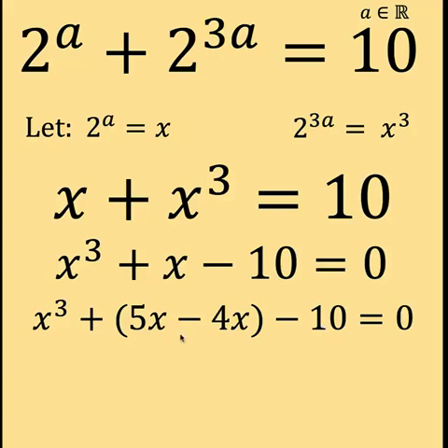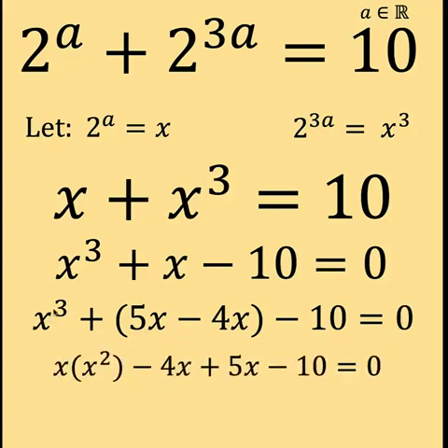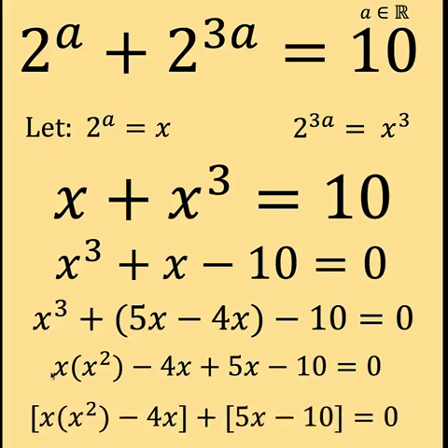So let's rearrange this also this way. First, we split x cubed as the product of x and x squared, and then we rewrite 5x minus 4x as minus 4x plus 5x. Now, 5 is common between 5x and negative 10. X is common between x times x squared and 4x. So let's factor out those common factors. But first, we need to group together the first 2 terms and the last 2 terms this way.